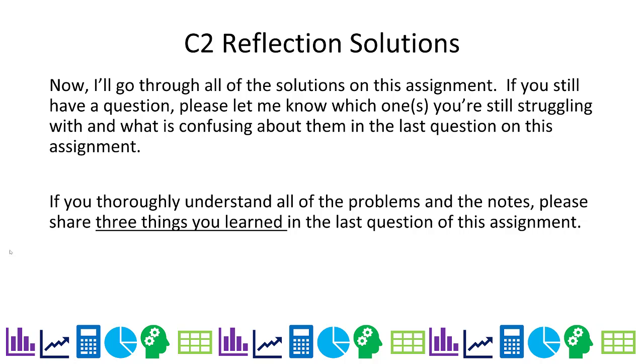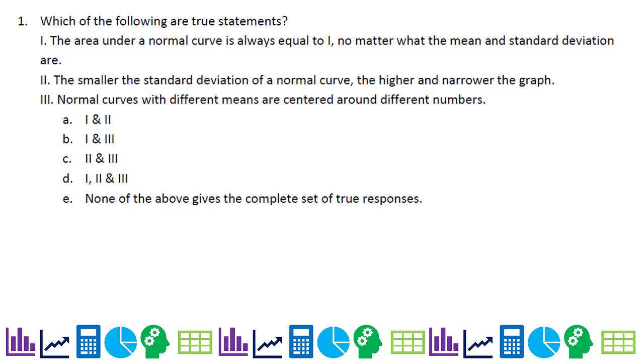Let's go through the solutions for the C2 reflection, where you learned about the empirical rule and the normal distribution. Which of the following are true statements? 1, the area under a normal curve is always equal to 1, no matter what the mean and standard deviation are. 2, the smaller the standard deviation of a normal curve, the higher and narrower the graph. 3, normal curves with different means are centered around different numbers.